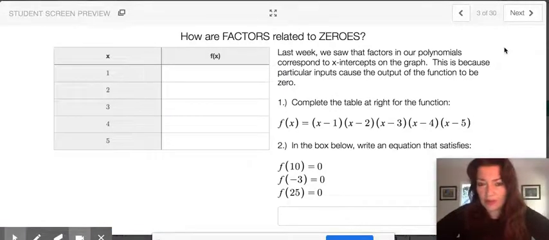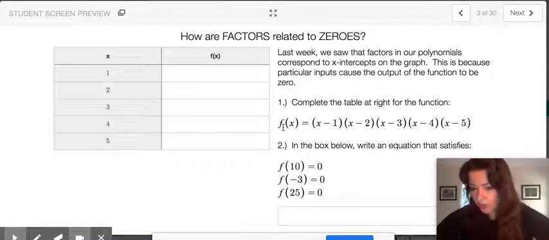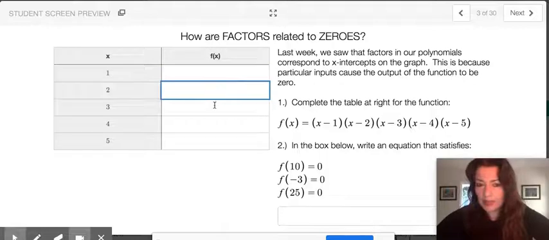We have how are factors related to zeros? Last week we saw that factors in our polynomials correspond to x-intercepts on the graph. And they give us an example. Number 1, it says f of x, which we all know is the same as y, is equal to x minus 1 times x minus 2 times x minus 3 times x minus 4 times x minus 5. And then you are asked to complete this table here.